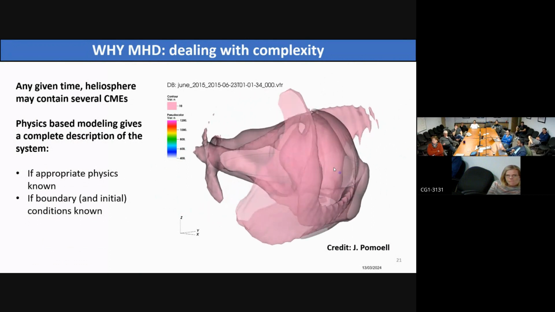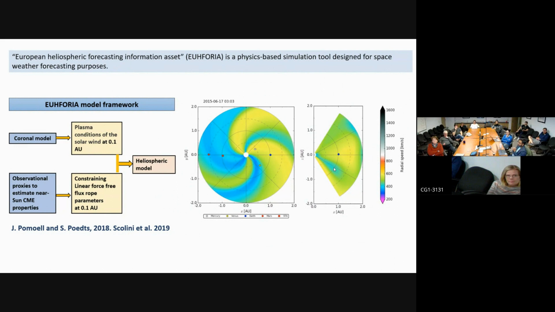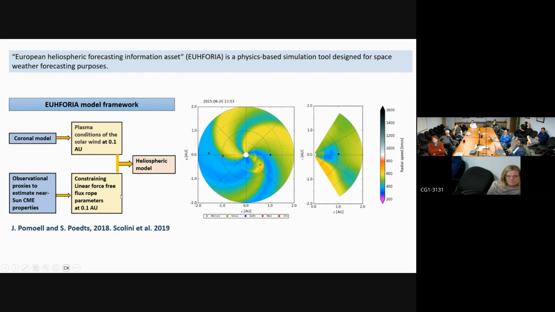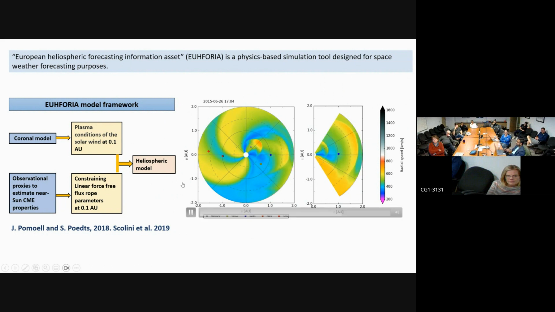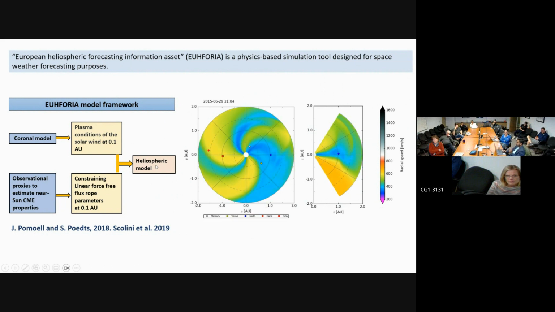For that, we use the MHD model, which is the European Heliospheric Forecasting Information Asset, known as EUHFORIA. As it is a heliospheric model, it starts at 0.1 AU, that means 21.5 solar radii. So what we do, we use coronal models to generate all the plasma conditions at 0.1 AU, and then we inject an analytical flux rope model from this lower boundary of the heliospheric model, and finally, using this heliospheric model, that is EUHFORIA, we study their heliospheric evolution from Sun to Earth.